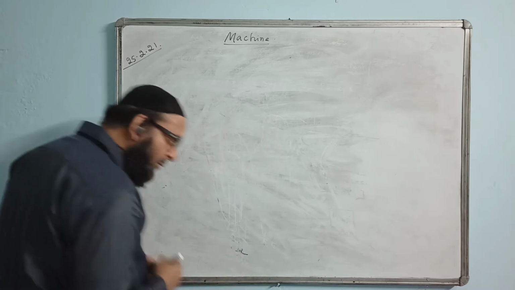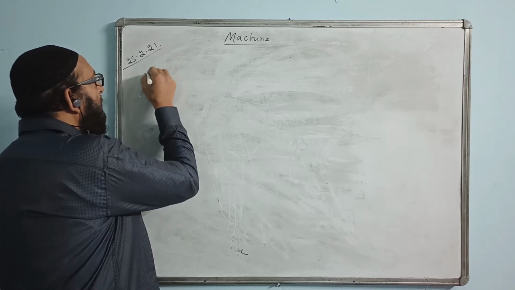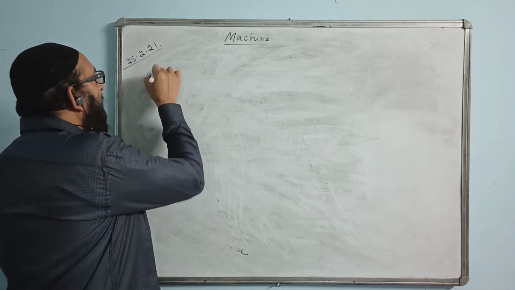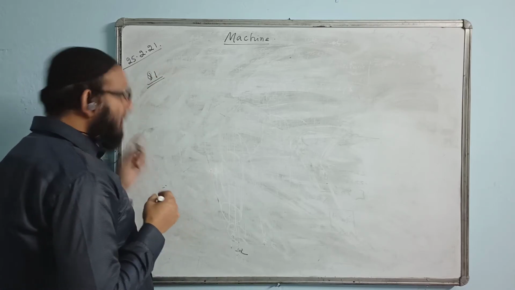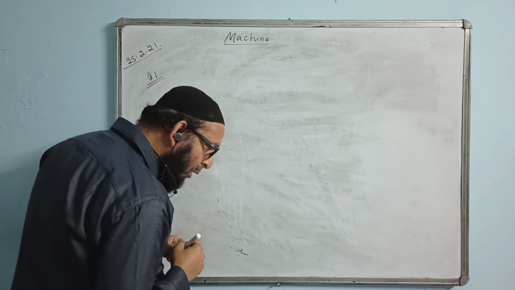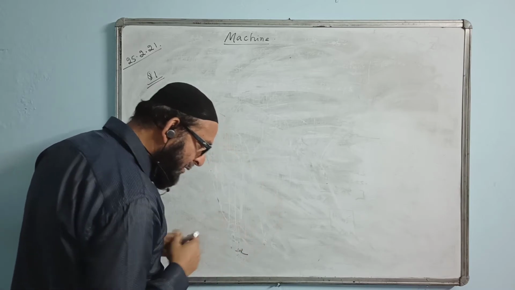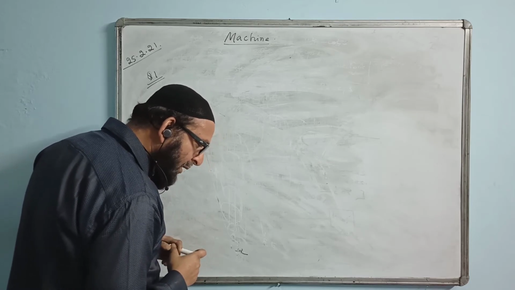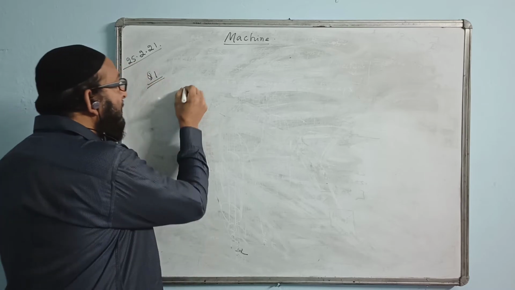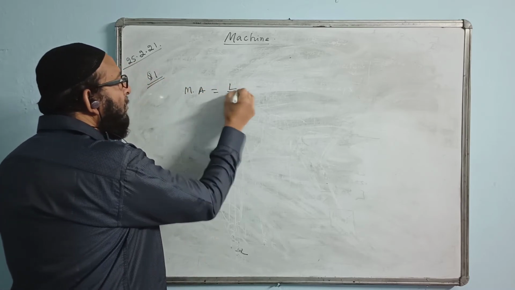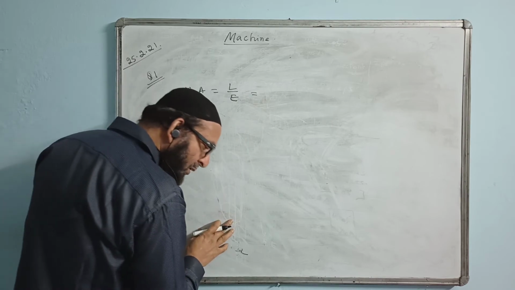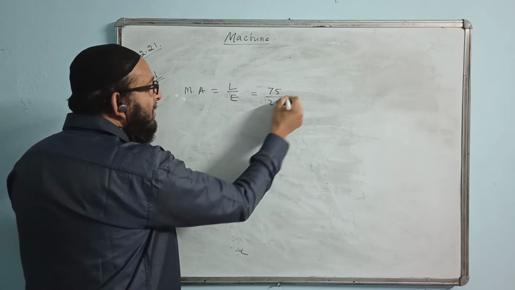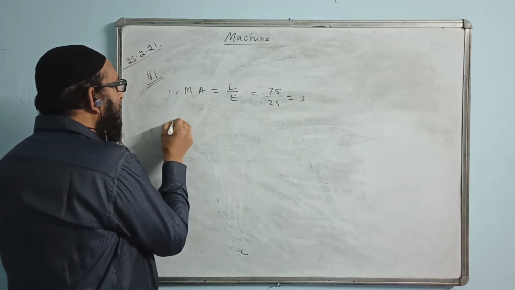Question number 4 from your book, and you will see it is given in the notes also. I think according to your physics notes, this is question number 1. The question says: in a block and tackle system consisting of 3 pulleys, a load of 75 kgf is raised with an effort of 25 kgf. Find the mechanical advantage. So the mechanical advantage formula is load by effort. Load is given in the question as 75 kgf and effort is 25. Same units cancel, the answer is 3.